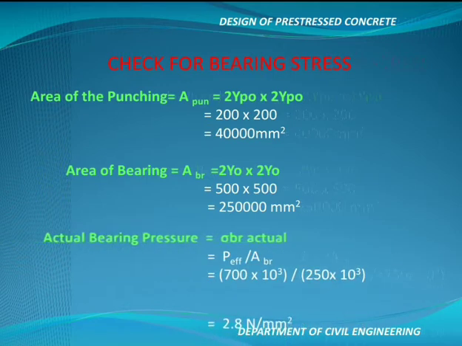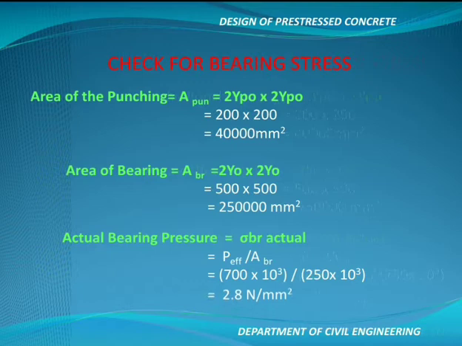Therefore the actual bearing pressure, sigma BR actual, is equal to P effective upon area of bearing. P effective is 700 kilonewton, whereas we have found the area of bearing as 250 into 10 raised to 3. Substituting the values, we get the actual bearing pressure as 2.8 Newton per mm square.